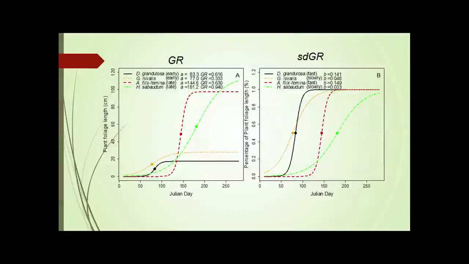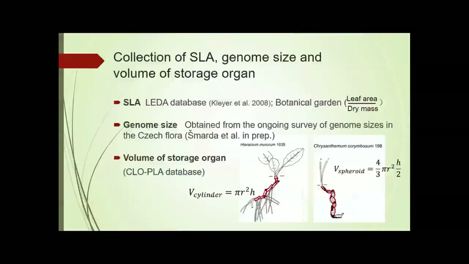The absolute growth rate is constrained by the size of the plant. It means if the plant is bigger, then it will have a higher absolute growth rate. But for the standardized growth rate, we can compare plants without considering the constraints from plant size.